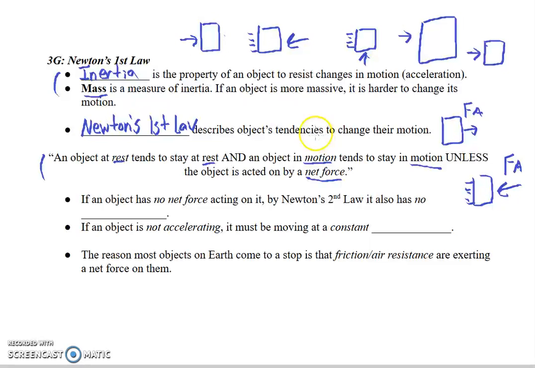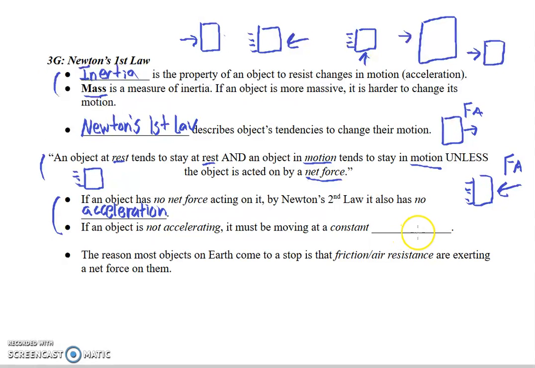Now there are a couple of consequences of this first law. The first is if an object has no forces on it, by Newton's second law, it's also going to have no acceleration. So again, if there are no forces on an object, there's going to be no acceleration, meaning whatever it was doing, it's going to keep doing that. It could be standing still, could be moving, but it's going to keep doing that. There's no acceleration, there's no change in velocity.